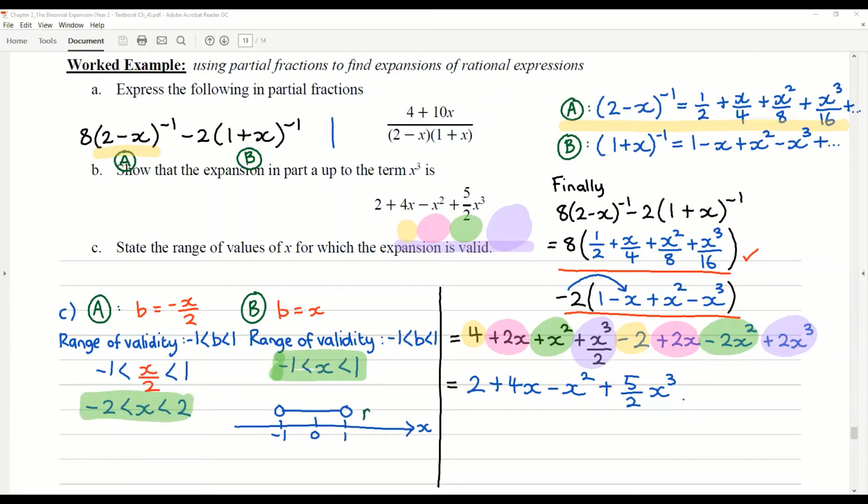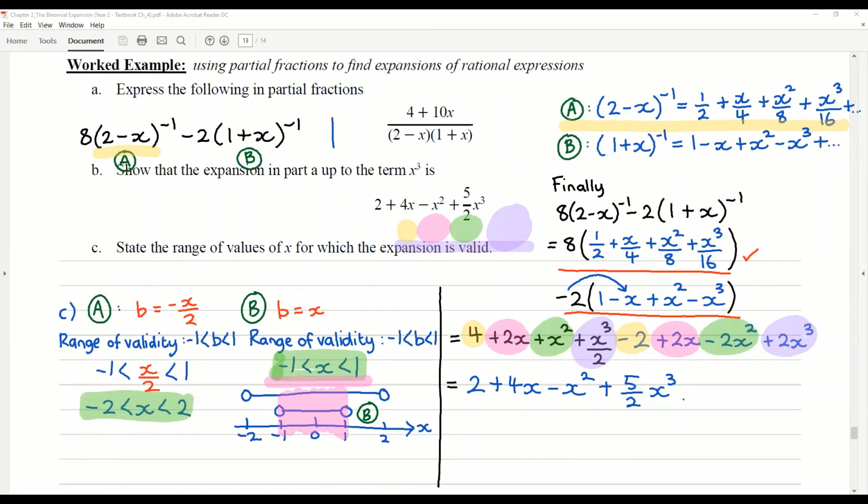Right, so that was for bracket B. Now, for bracket A, it was a different story. It's between -2 and 2. So it's a wider range. But because these feature in the same expansion, you can only take the values that are applicable to both, which is, of course, where the lines cross over. So the only range of values we can use are the most stringent ones, which is -1 to 1.